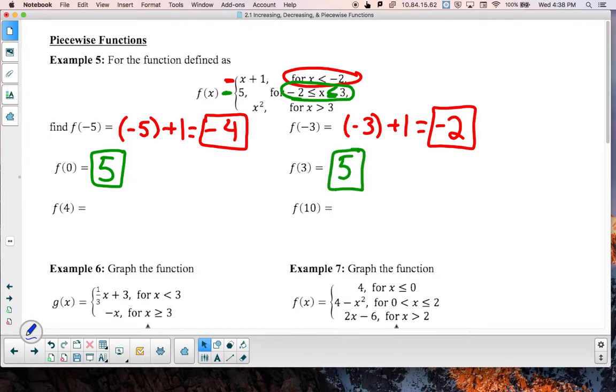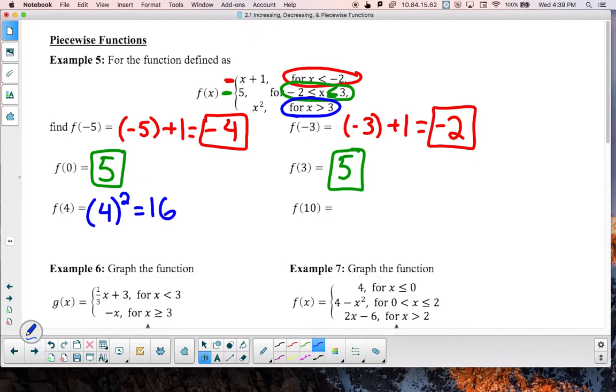But now f of 4 falls in the interval that it's greater than 3. So we're going to use f of x equals x squared for f of 4. So we're going to take 4 squared, which gives us 16. And so again, 10 is greater than 3, so we're going to use x squared for this one as well, which means that f of 10 is 100.